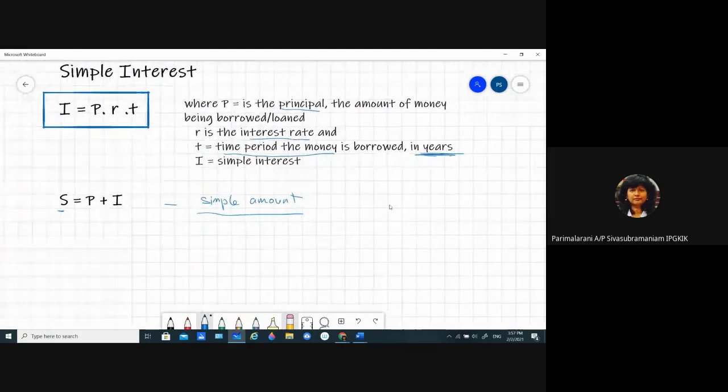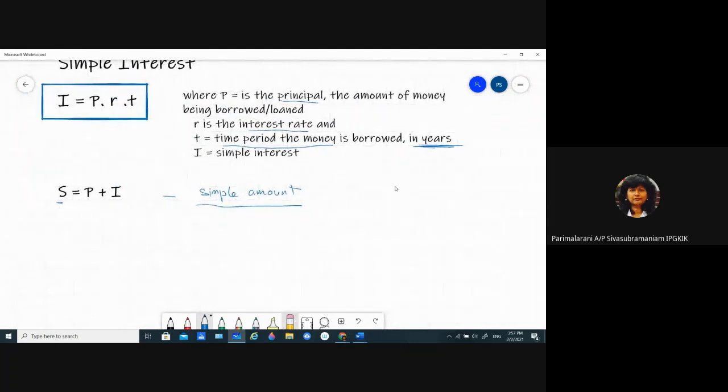Okay, coming back to this for a while. So you know the interest is PRT. S is the sum, or the simple amount at the end that you must pay. That is the principal plus the interest. So if this is also equal to the principal plus, you know the interest is PRT, correct? So S is also equal to P into 1 plus RT, correct?